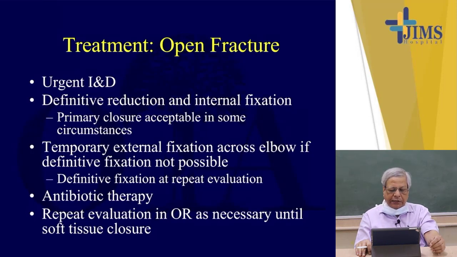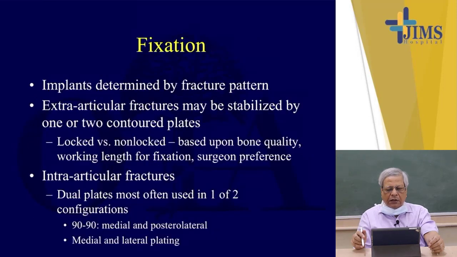Repeat evaluation in operating room as necessary until soft tissue closure. If there is chance of infection, the wound is again kept open inside the OT under anesthesia. If required, radical washouts, repeated washouts, and debridement. Debridement means removal of dead tissues, to be done again. Fixation: the implants are determined by the fracture pattern, obviously.